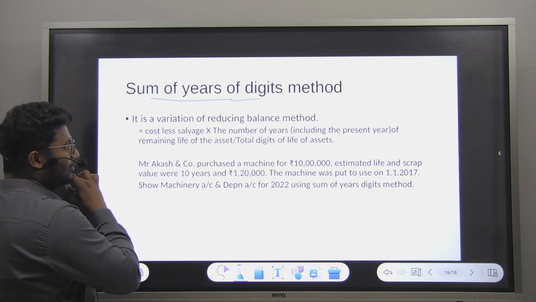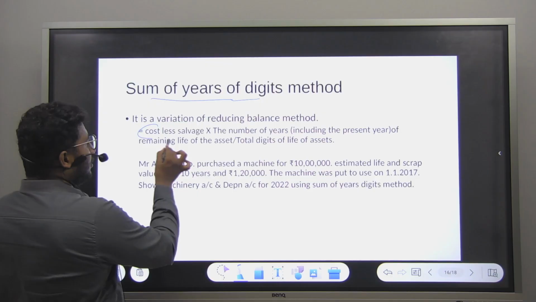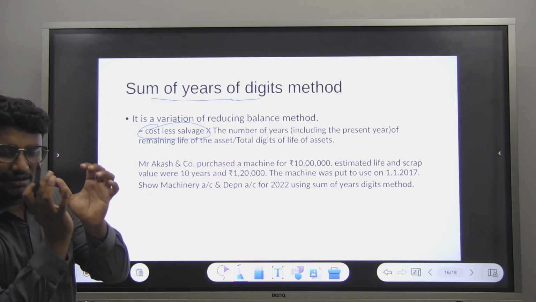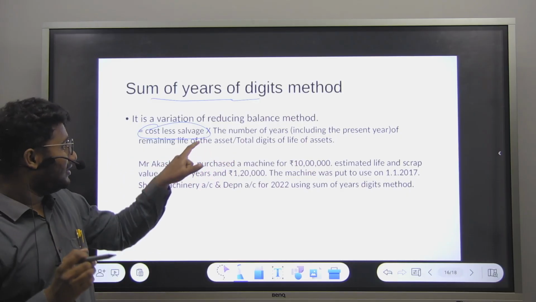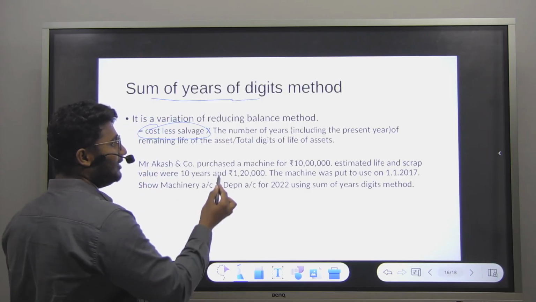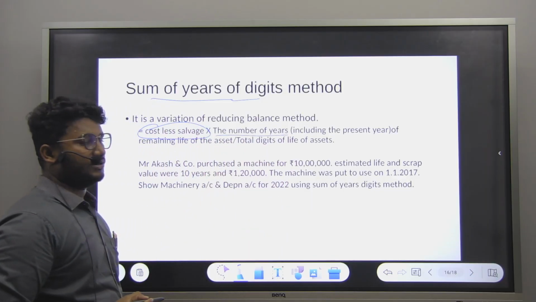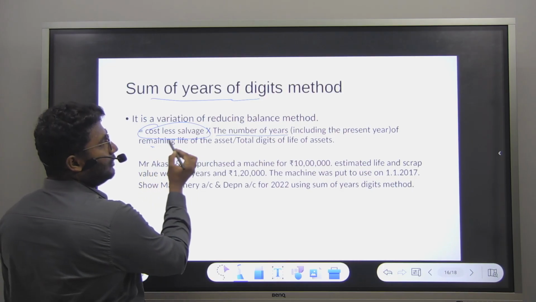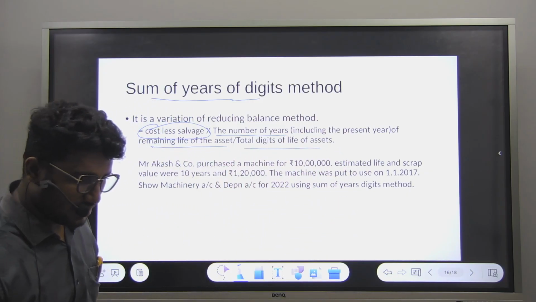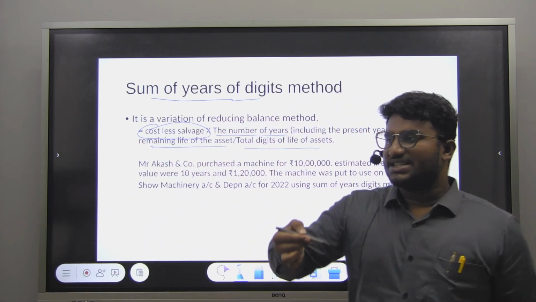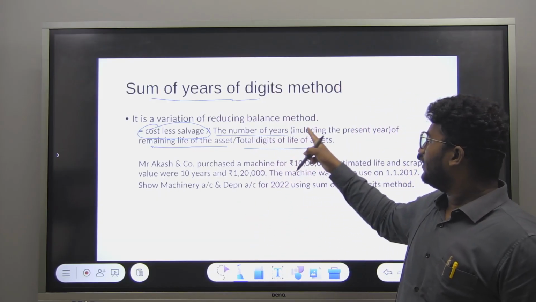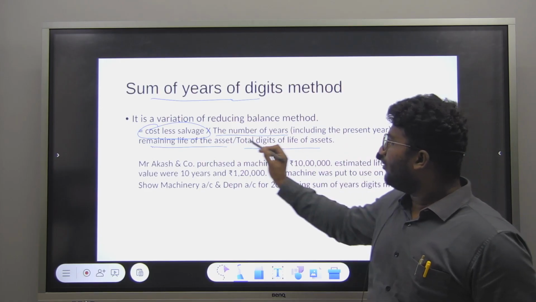So what is the formula? Cost less salvage, that is the purchase price of the machinery or the asset, the actual price, less salvage amount we have to take. That you need to multiply with the number of years of the remaining life of the asset divided by total number of assets. Suppose you are charging depreciation for the first year, you need to take the number of years including the present year of remaining life of the asset.